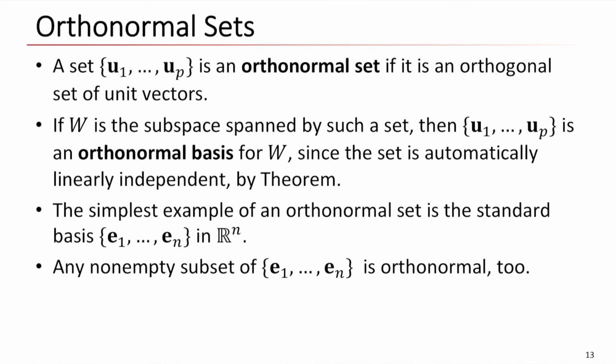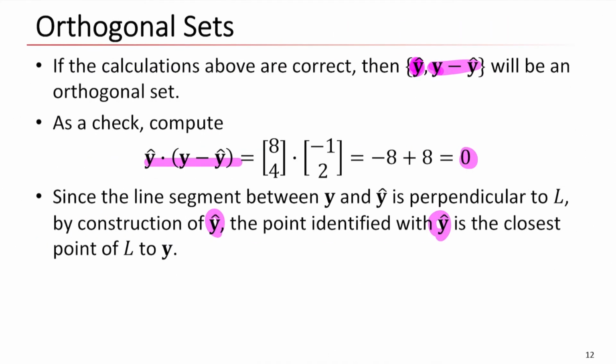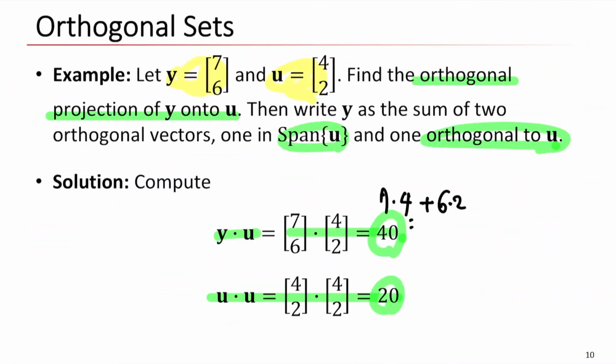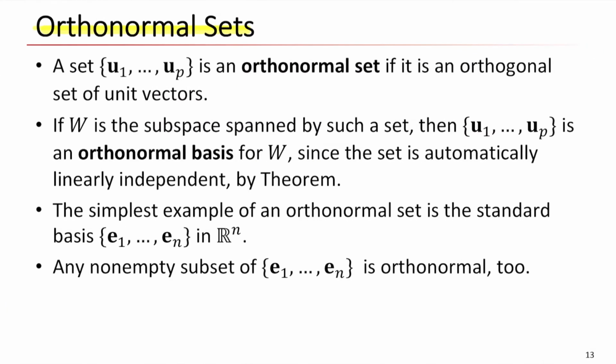Okay, let's move on. Here's one more definition: the orthonormal set. Previously it was the orthogonal set, right? But here we want to introduce the orthonormal set. Here's the definition: a set Y1 through Yp is called an orthonormal set if it is an orthogonal set of unit vectors.